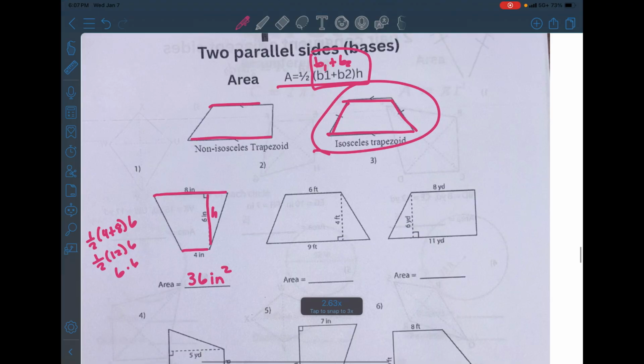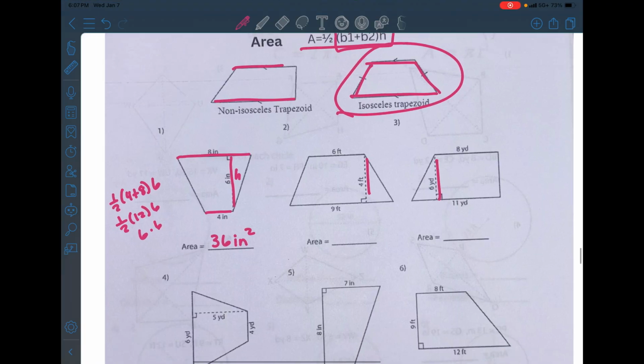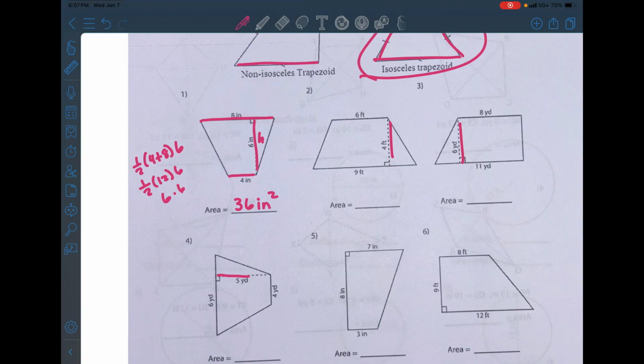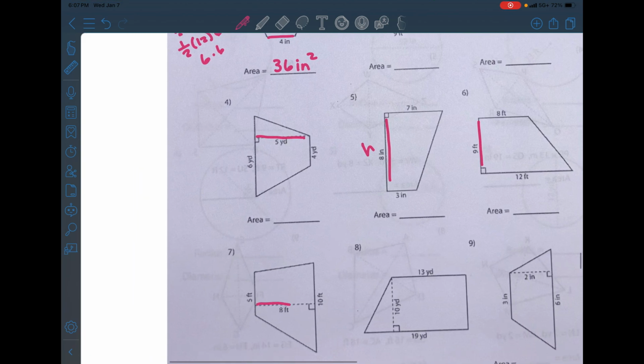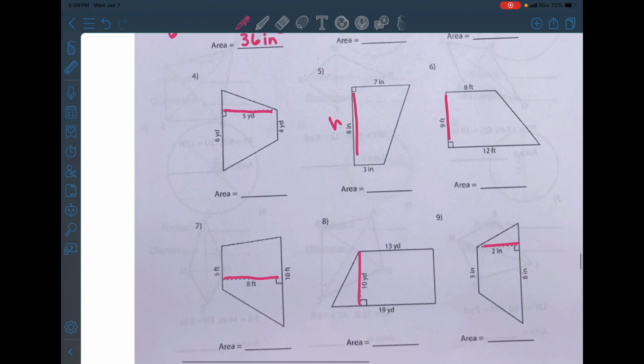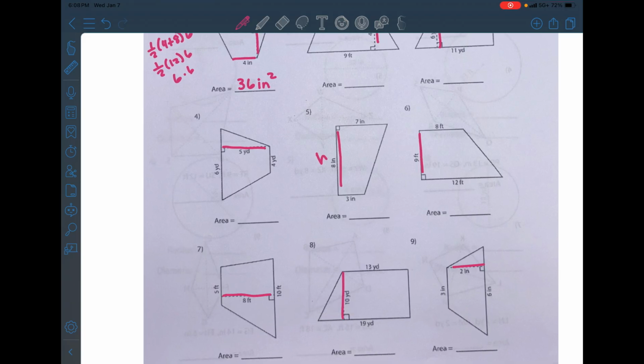So in number 2, our height is here. Number 3, our height's there. This one's just turned sideways. 4, that's our height. I know it looks funny because it's not up and down, but it's okay. This is our height in number 5. This is our height in 6. Here's our height in 7. It's the one that makes the right angle. So in 8, here's our height, and 9, here's our height. So go ahead and do those. Come back, we'll do kites, and then we'll turn them in.